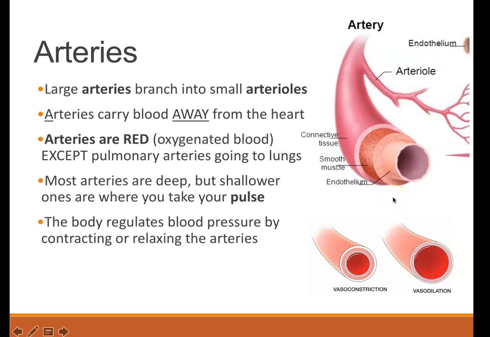Arteries also help to regulate blood pressure. So remember, they're very muscular, and so the muscle in the arteries can constrict, and that causes the blood pressure to go up, because think of a hose and you squeeze the hose and the water shoots out harder. It increases the water pressure. But if you dilate the blood vessels, they become wider and the pressure goes down.